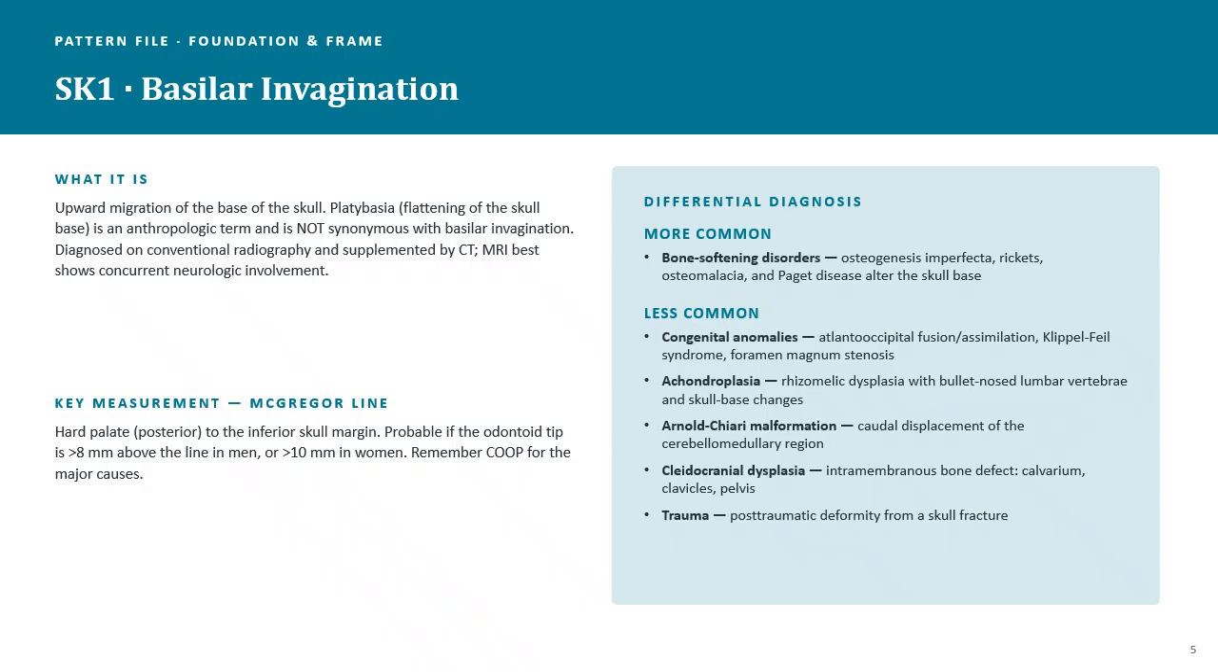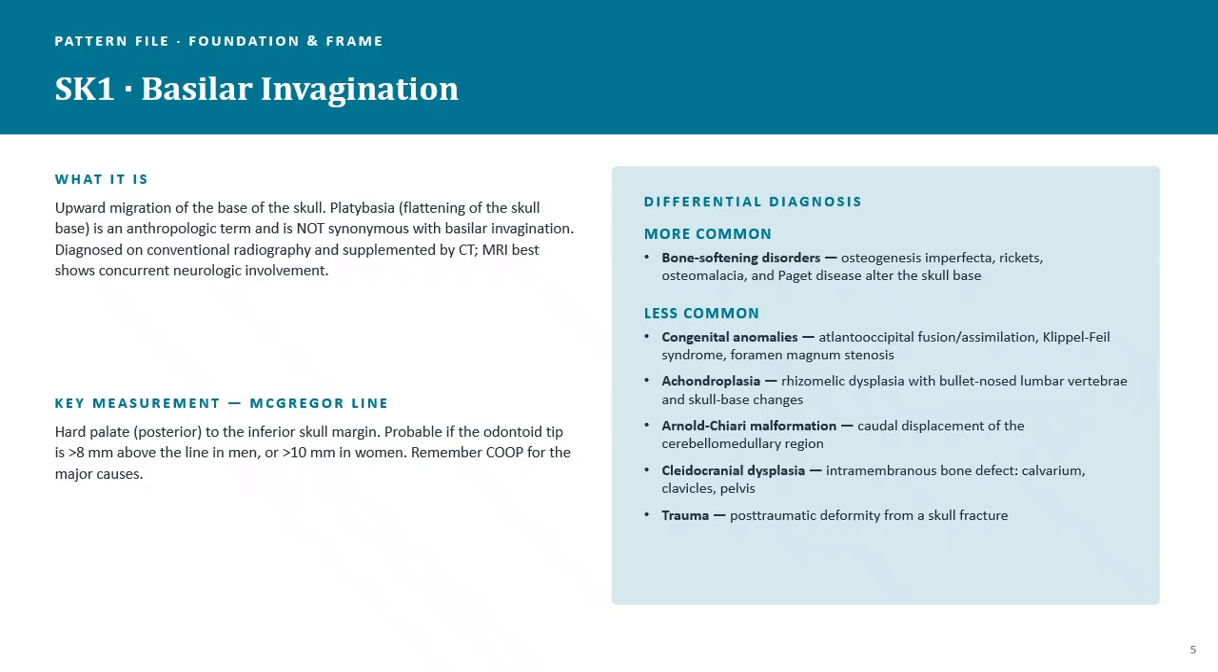Now, when the radiologist sees this on imaging, one of the ways that they evaluate it is they use the McGregor line. So they basically draw a line from the back of the hard palate to the lower portion of the skull. The hard palate is the upper portion of your mouth; if you put your tongue up against the roof of your mouth, that's the palate area. So they're drawing a line from that to the base of the lower portion of the patient's skull.